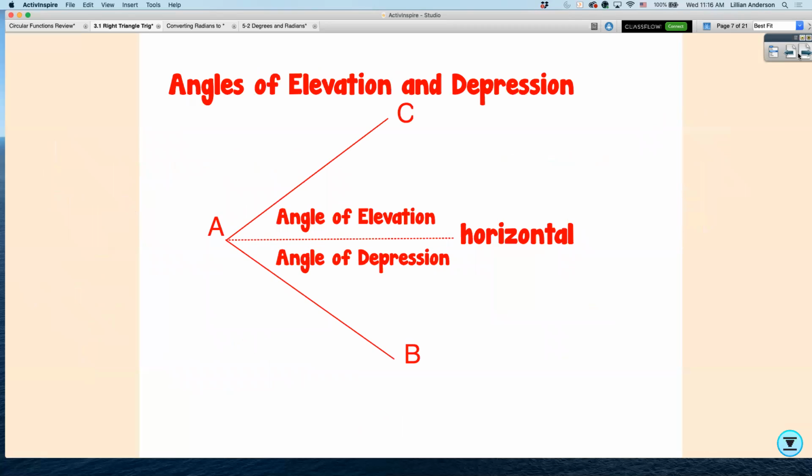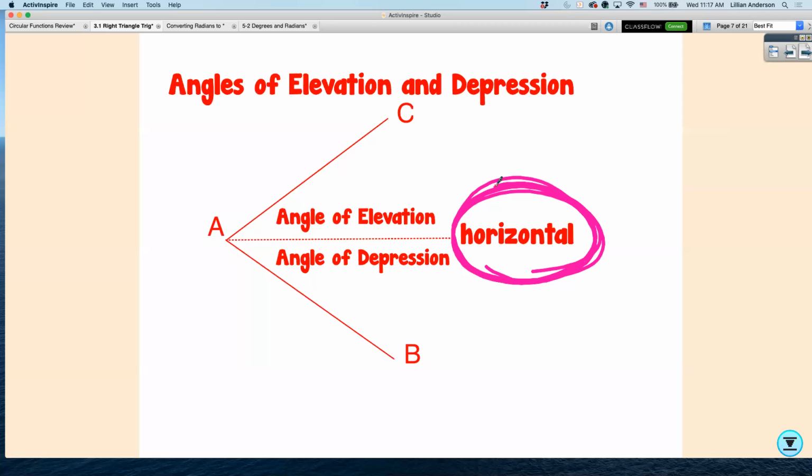Another concept that goes back with right triangle trig are angles of depression and elevation. These are more for your application type problems. Angles of elevation and depression are created from a horizontal line. This is key. Always draw that horizontal line.